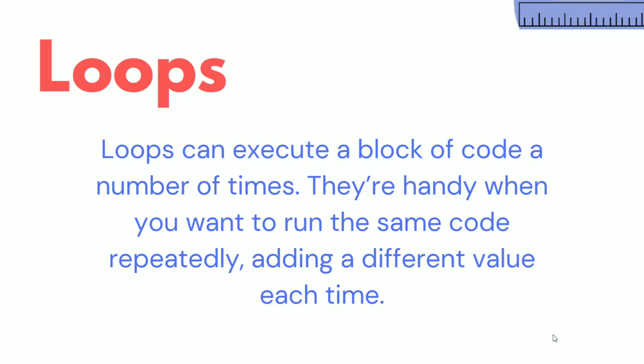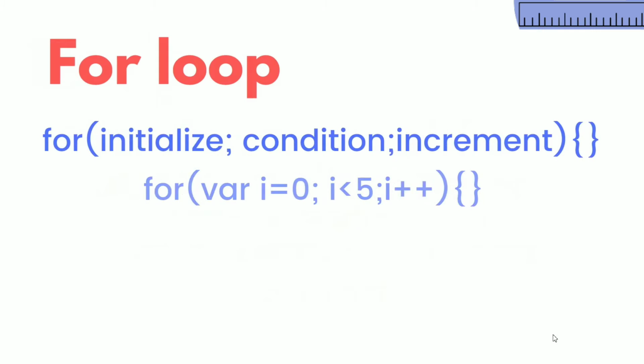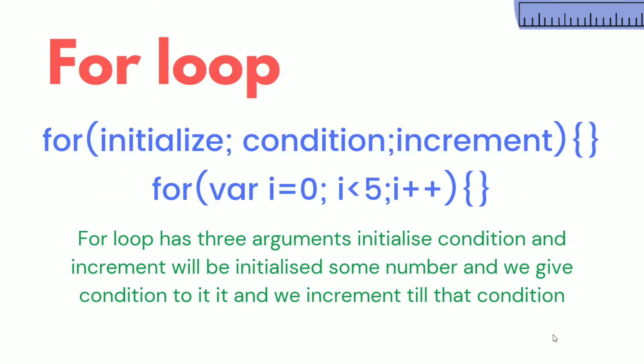And if you want to change a name or anything, or you have to update something 3 or 4 times, you can use these loops. Coming to the loops, the first loop we have is the for loop.